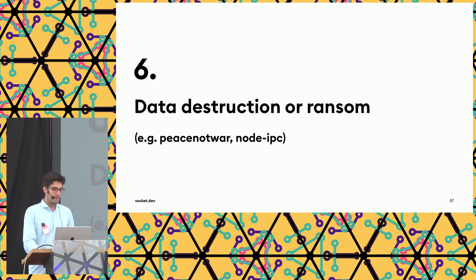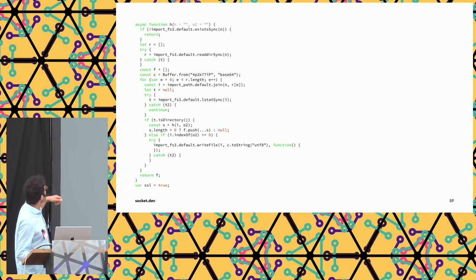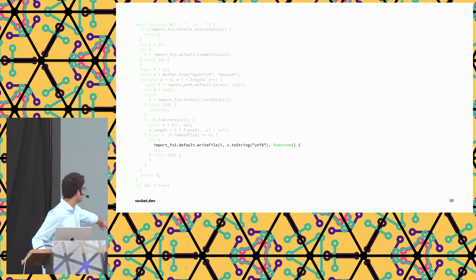And then finally, data destruction or ransom is another kind of thing that you'll see a lot of attackers doing. And I won't go too much into this example because I already mentioned it, but this is the code from that piece of malware that would replace all your files with the heart emoji. So this one is sort of obfuscated, but the most important line is, if you go later in the file to this line here, you'll see that it's basically writing over your files with a single heart character to destroy all your data.